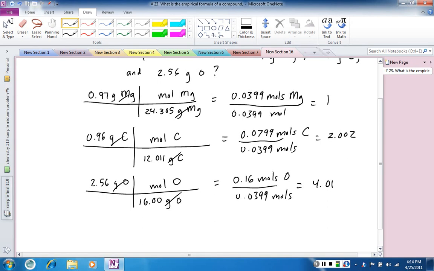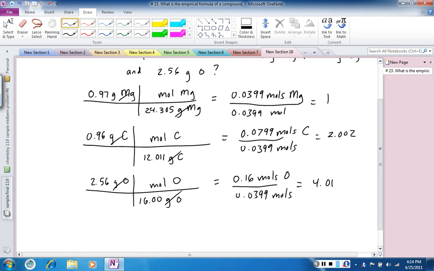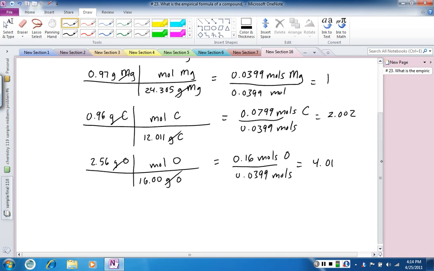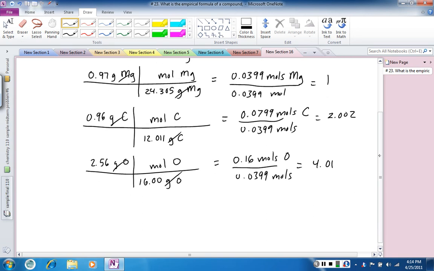If you did not have the right integers, you have to multiply each of them by a coefficient in order to get a ratio that is almost exactly a whole number integer. So in this case, we're done. We have nice round numbers close to the exact ratio. So we're looking at Mg, we have 2 carbons, and we have 4 oxygens. So this is how you write your formula.